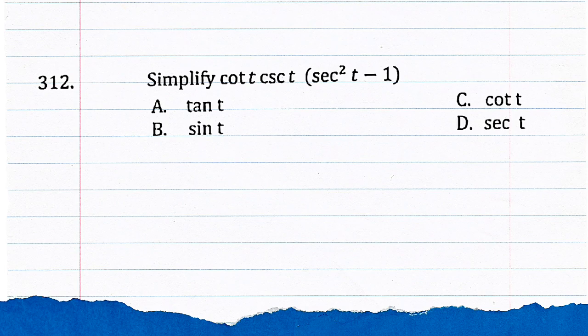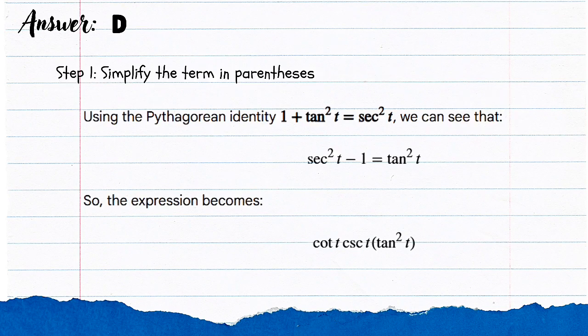Question number 312. Simplify cotangent t cosecant t times the quantity of secant squared t minus 1. Here are the choices. Letter A, tangent t. Letter B, sine t. Letter C, cotangent t. Letter D, secant t. And the answer is letter D. And here are the steps.